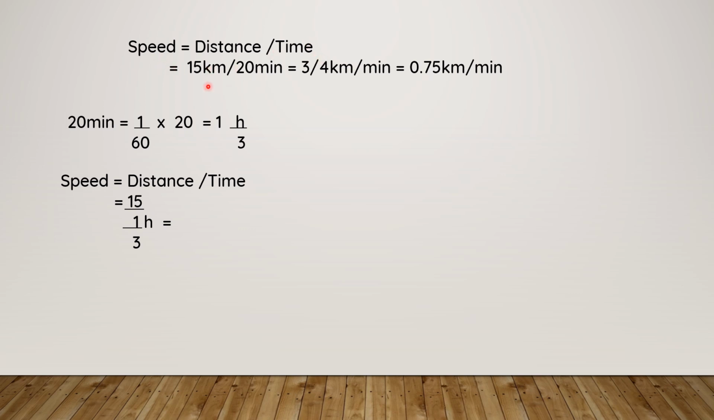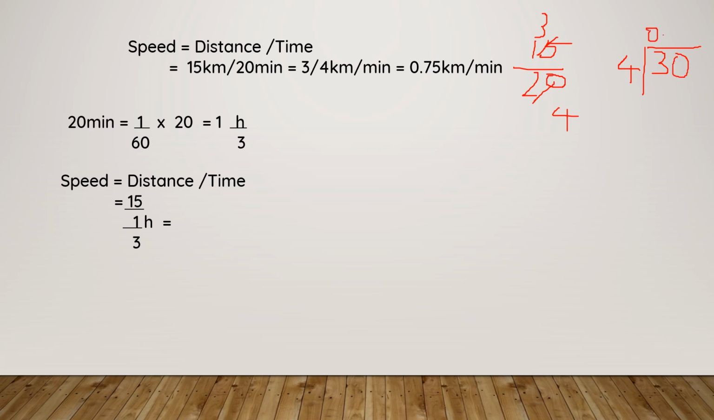Speed is distance upon time. Distance is 15 kilometer and time is 20 minutes. So I will just show to you, 15 divided by 20. So we can cut with 5. 3 and here 4. So 3 by 4 kilometer per minute. And again you want to find the decimal form, 3 by 4. Okay, so here it will not go.